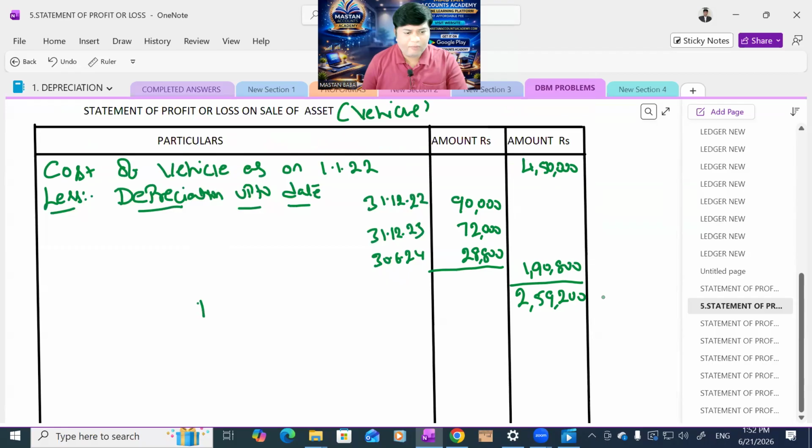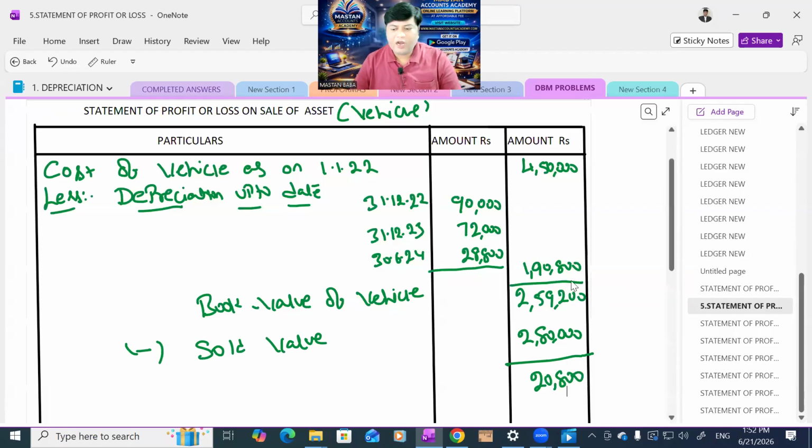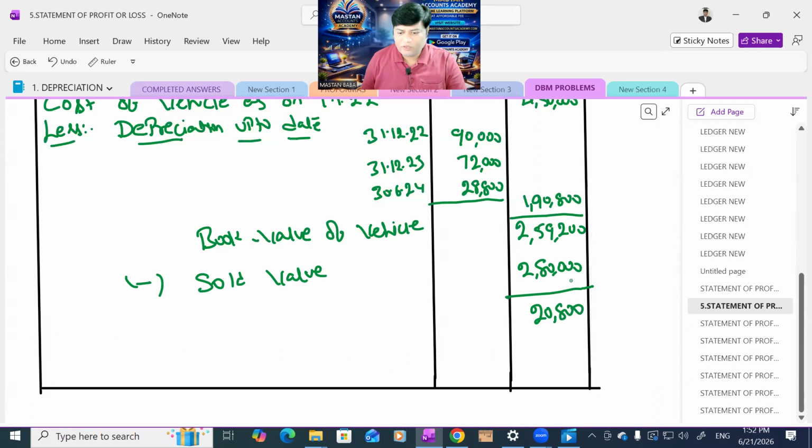So book value of vehicle is 2,59,200. And dear students, less sold value. For how much is it sold? Is the sold value less than book value or more than book value? Obviously it is more than book value, because the vehicle has been sold for 2,80,000 in our example. So 2,59,200 minus 2,80,000 comes to 20,800. Since we sold at a value higher than book value, we call that difference a profit, because we sold the vehicle for profit. In the previous problem there was a loss; in this problem there is a profit. That's the change you can notice in this question.